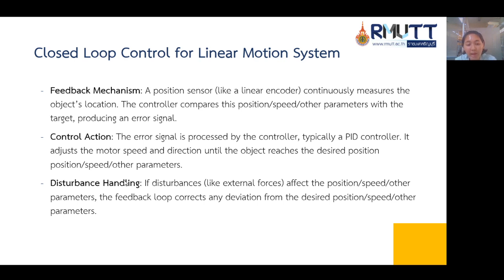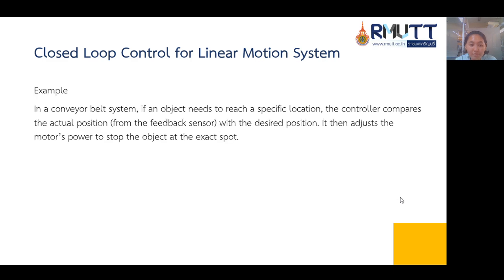And for the disturbance handling, if a disturbance like an external force affects the position or speed or other parameters, the feedback loop corrects any deviation from the desired position or speed or other parameters. For example, in a conveyor belt system, if an object needs to reach a specific location, the controller compares the actual position from the feedback sensor with the desired position. It then adjusts the motor's power to stop the object at the exact spot.